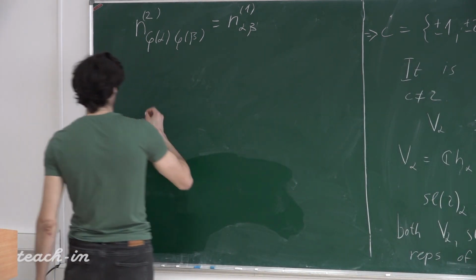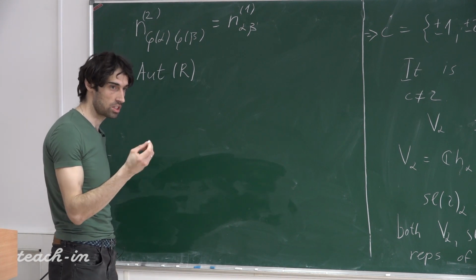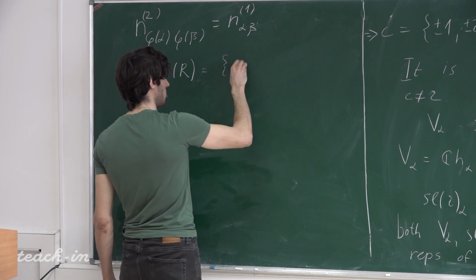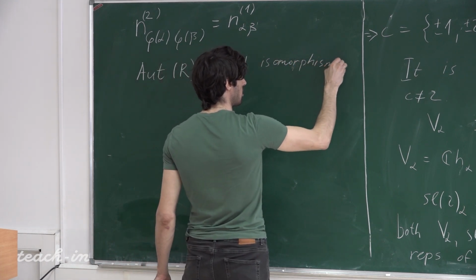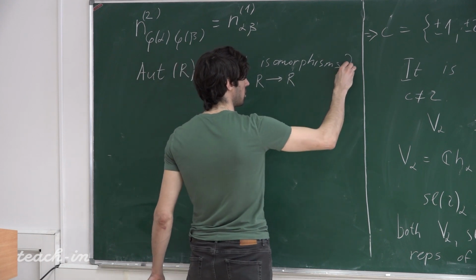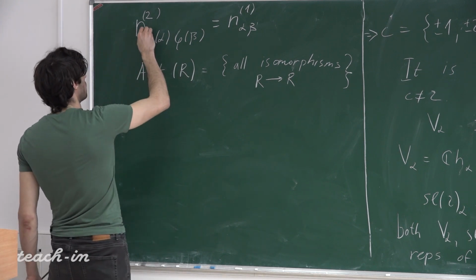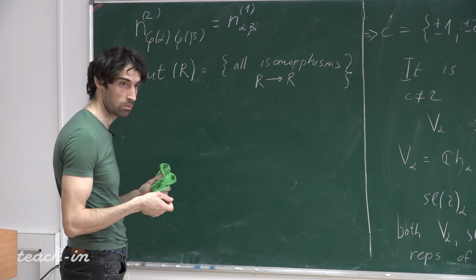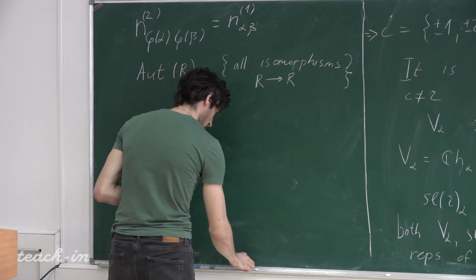So let us introduce the group of automorphisms of R, which is just the group of all isomorphisms from R to R. In particular, you have some subgroup there, which is generated by reflections with respect to roots.